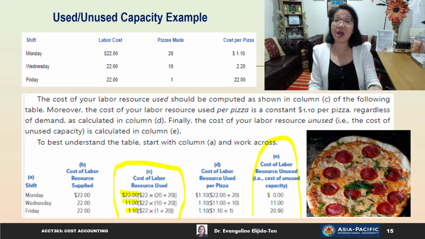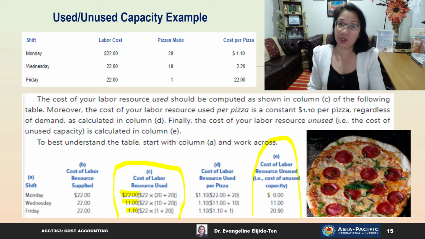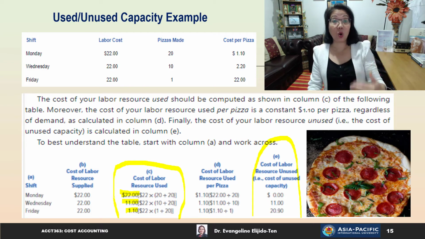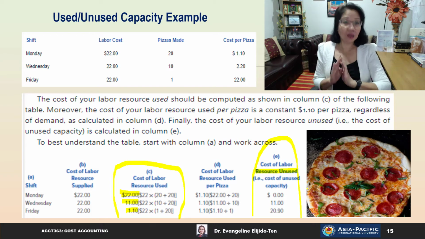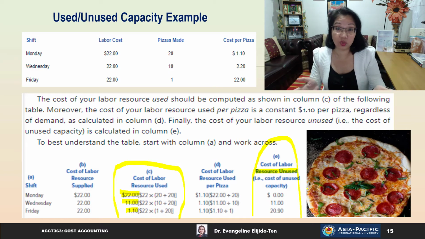All right. The resource supplied every day, Monday, Wednesday, Friday, is the same, $22, because we're still employing one person, one employee. The cost of labor resource used changes from day to day depending on our volume, isn't it? $22 on Monday, $11 on Wednesday, and $1.10 on Friday. The resource unused as well changes. On Monday, we are at full practical capacity, so therefore there is zero unused resource.